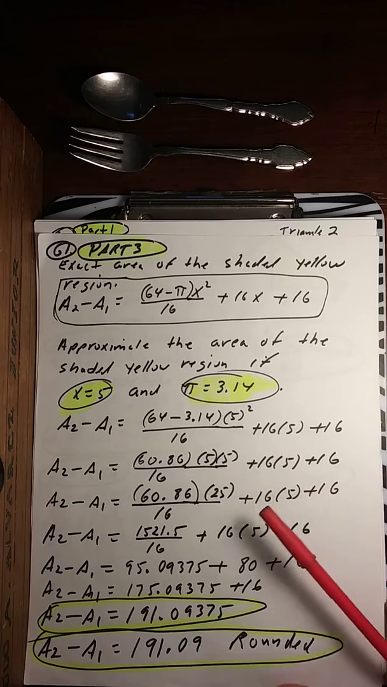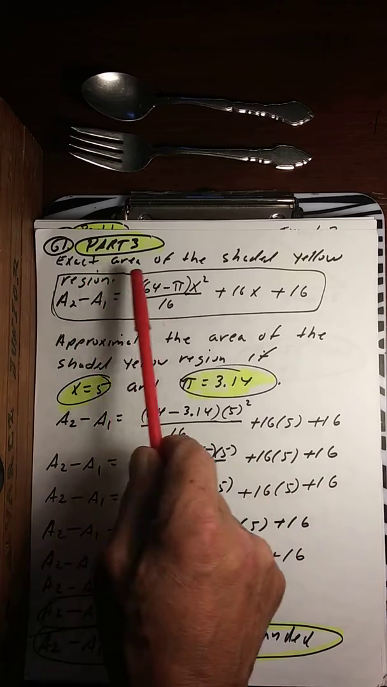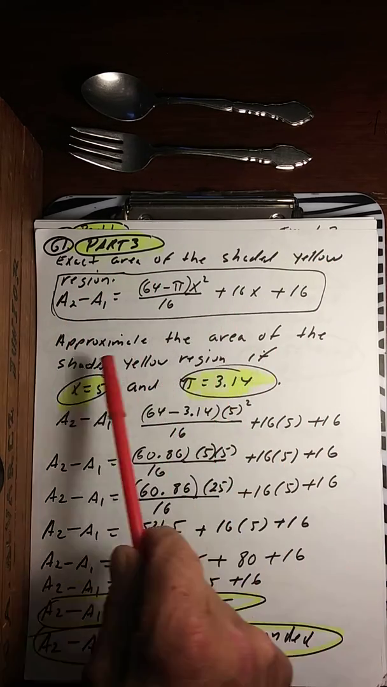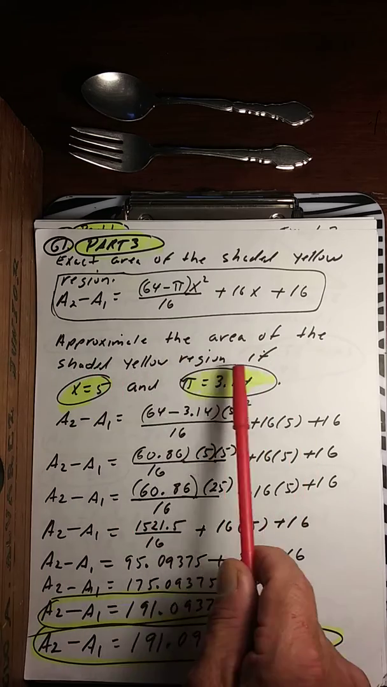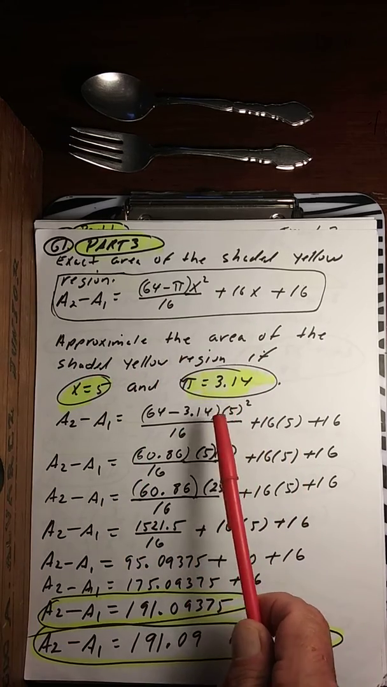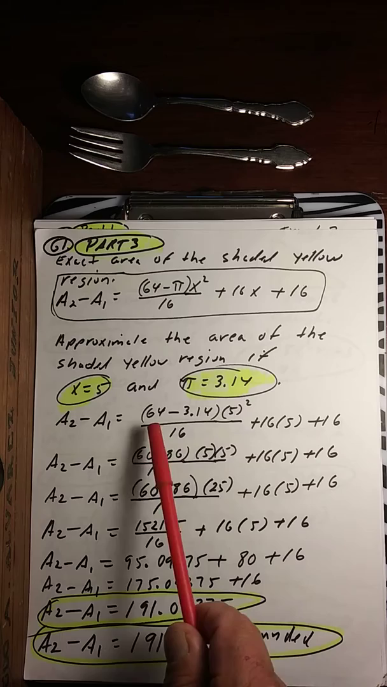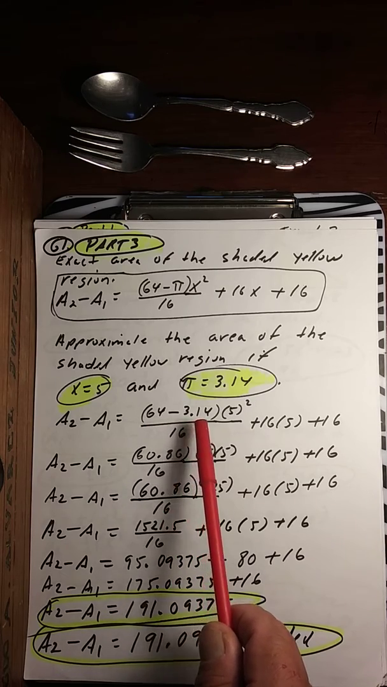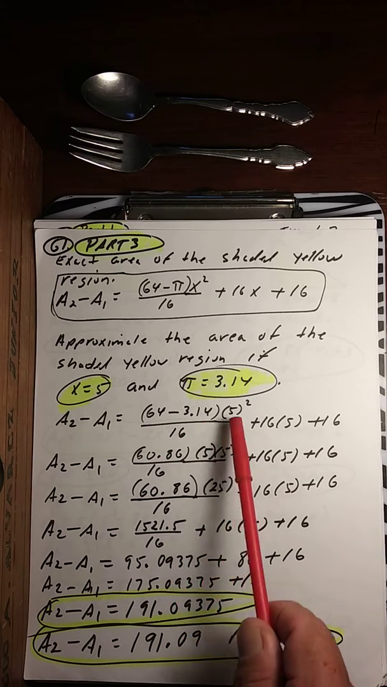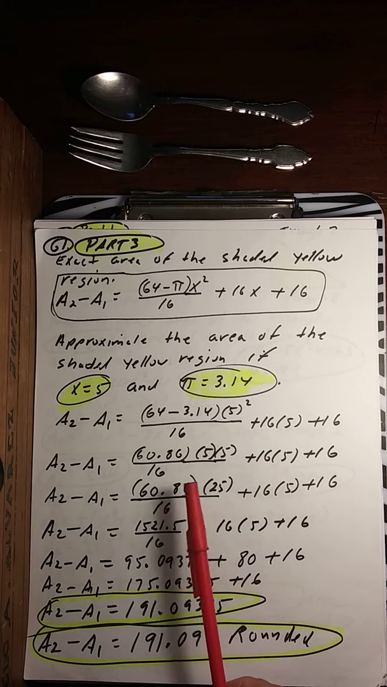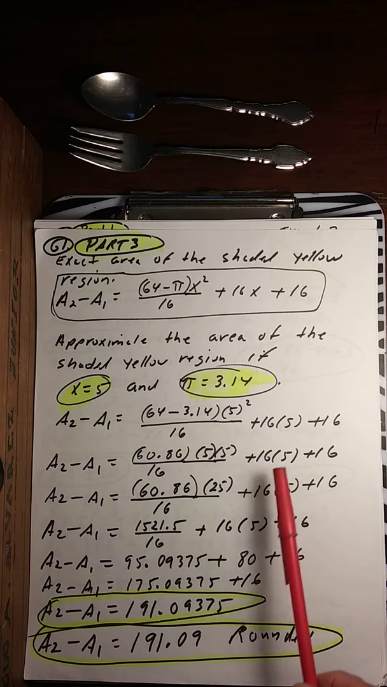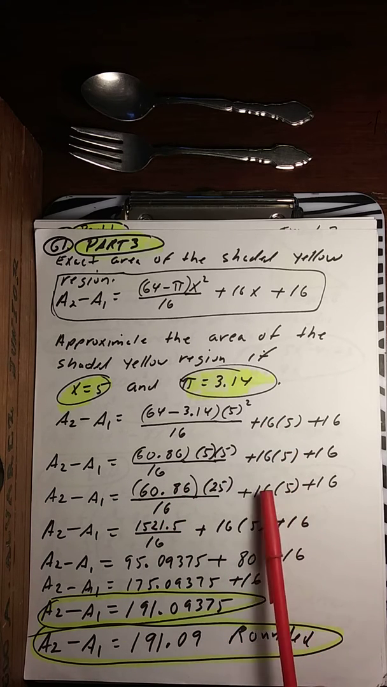Now the next part, part 3 for this problem, says to approximate the area of the shaded region if x is 5 and pi is 3.14. Let's put these numbers in there. 64 minus 3.14 is going to be this number. And 5 squared means 25, times that number, over 16. Then 5 times that, 5 times that, 5 times that.